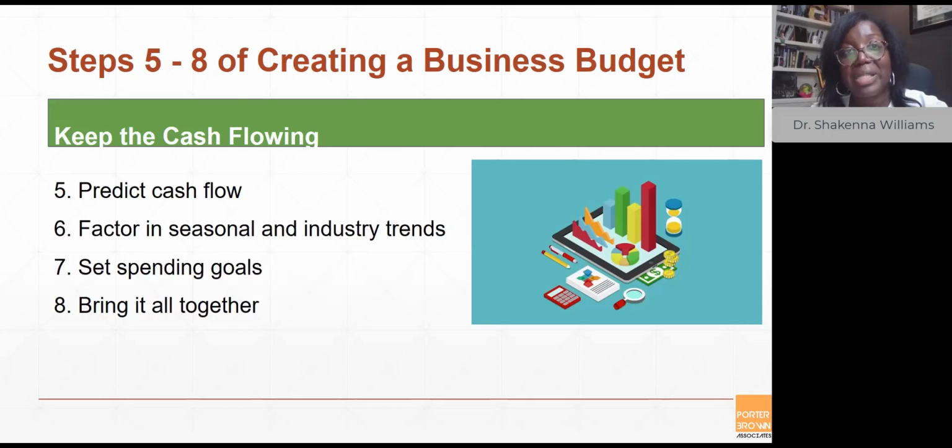Now, 7, set spending goals. Making a budget is more than just adding your costs and subtracting them from your earnings. How wisely you spend your money determines how well your business will fare. Goals provide a system to check if your money is being spent on the right areas to avoid unwanted expenses.